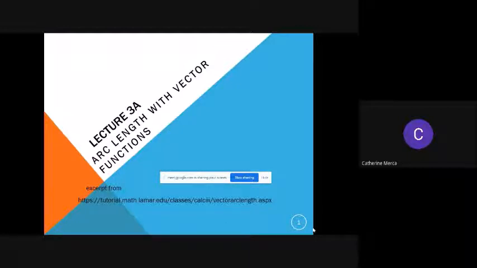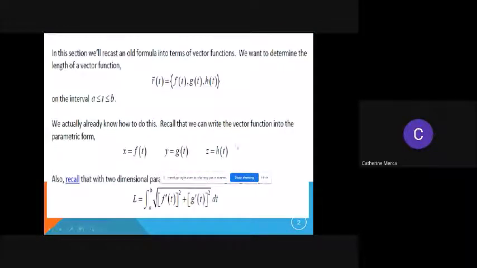So, if you take a look at the second slide here, we have the following information. It says that if you are given r of t equal to f of t, g of t, h of t on this given interval from a to b, t between a and b, then recall that you can rewrite your x to be equal to f of t, your y to be g of t, and z equal to h of t.